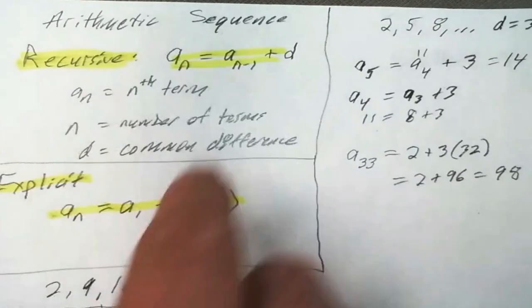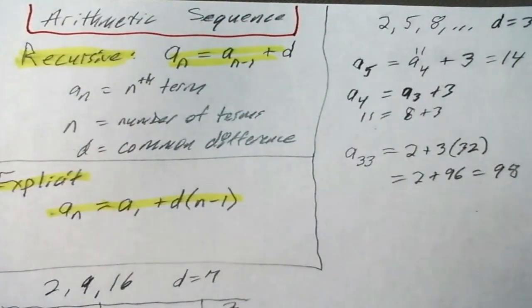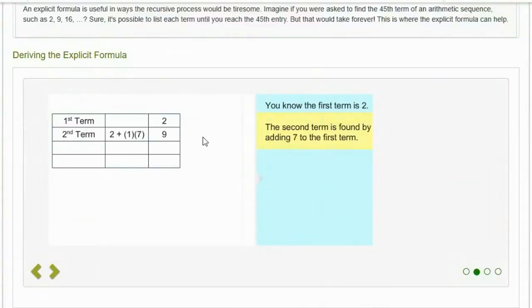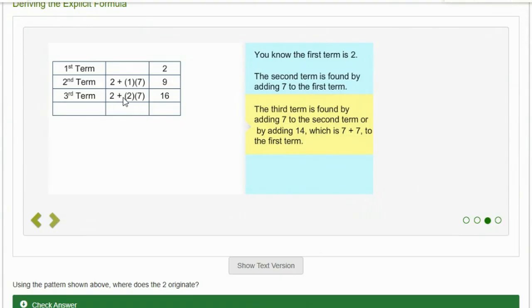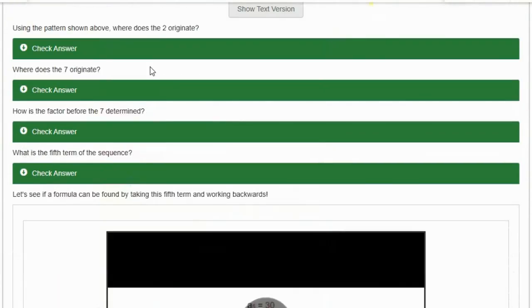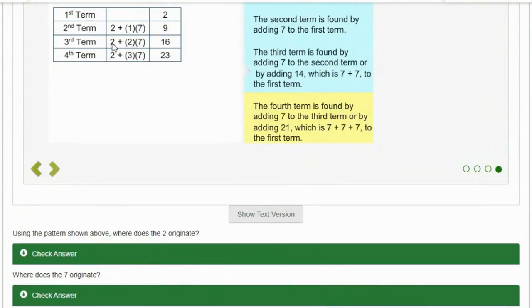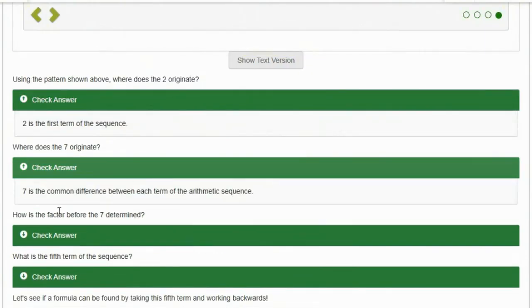So these are the formulas you need for arithmetic sequences. Let's see, those should be in our lesson as well here. So it's working to find out the same thing we did. 2 plus 2 times 7. 2 plus 3 times 7. So now it's saying, where did we get these numbers? Where's the 2 come from? That's the first term. Where was the 7? That was the common difference.